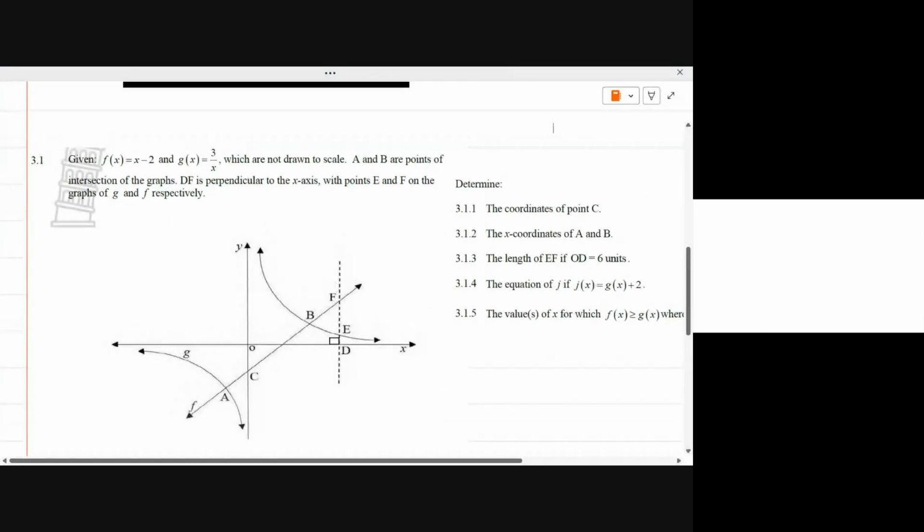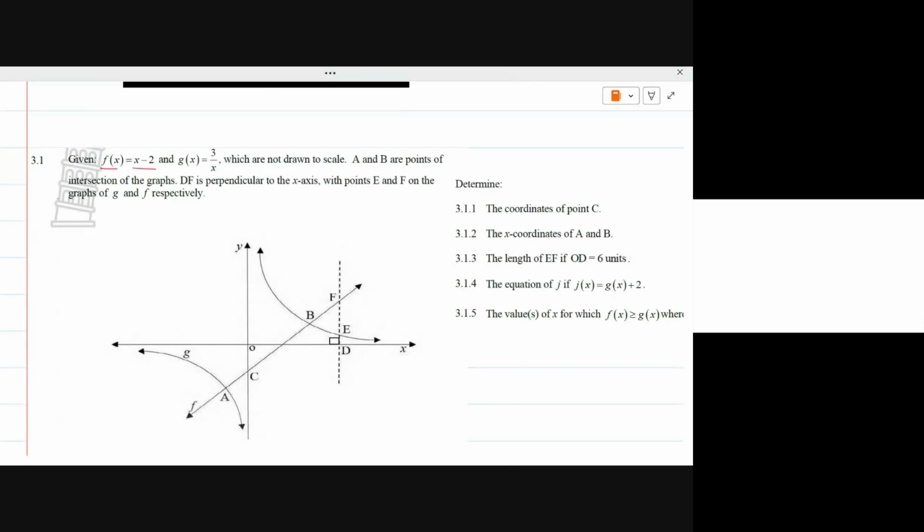Step number 1 is always to read the information you've been given. Make sure that what's written up here corresponds with everything on the picture. Sometimes it doesn't. While we're reading that information, we're going to pick up on a lot of the things we should know about each graph. So let's start from the beginning. We are given f of x is equal to x minus 2.